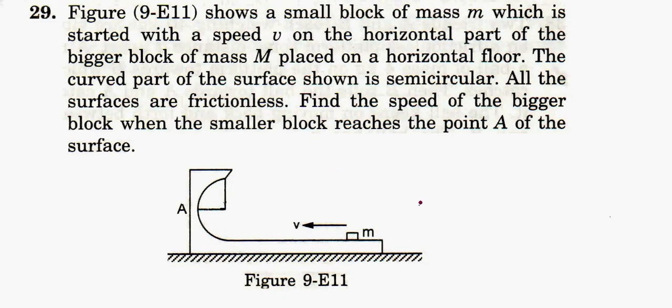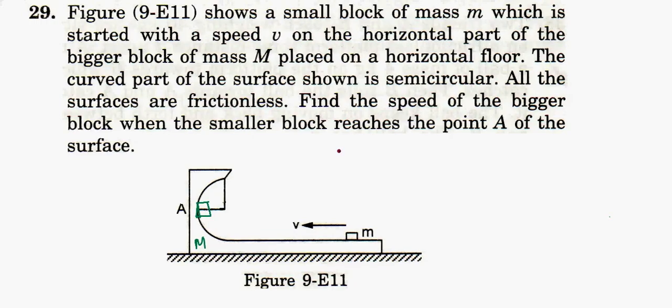The question can be solved in a single step, but my main concern is to go through the details of the question, the modifications that can be made, and the misconceptions attached to this question. The question says, the small m block is sliding to the left and we need to get the velocity of the bigger block when the smaller block reaches the point A.